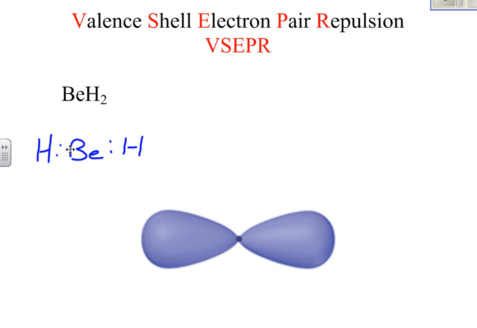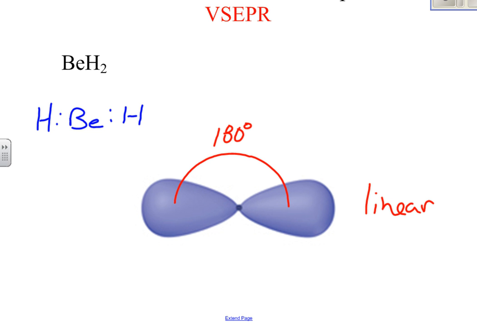Notice that if we were to measure the angle here, this would be 180 degrees, and we would call this a linear molecule. At this point, if we were to add in the elements, then we would say that there would be beryllium, hydrogen, hydrogen, and the angle between those bonds would be 180 degrees.